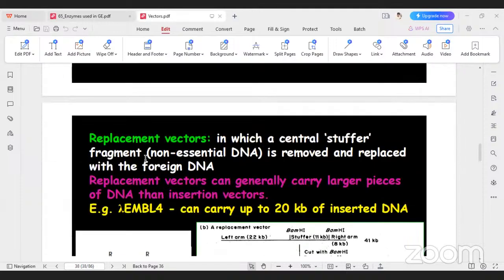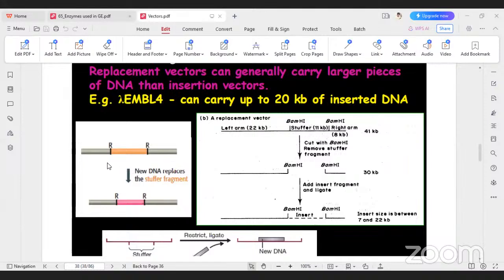Replacement vector, in which the central stuffer fragment, that means non-essential DNA, is removed. It is deleted and replaced with the foreign DNA. The replacement vector can generally carry larger pieces of DNA than insertion vectors. Here, this is a new replacement. The stuffer fragment is completely separated and replaced by a new one.